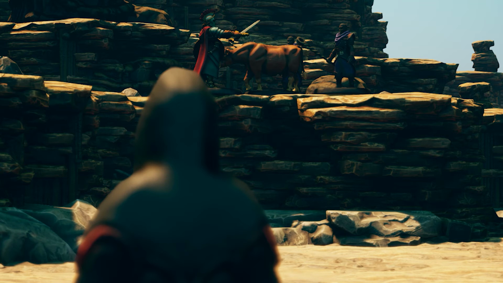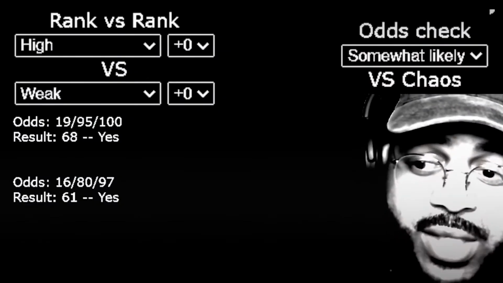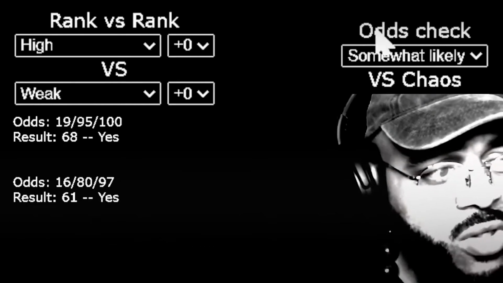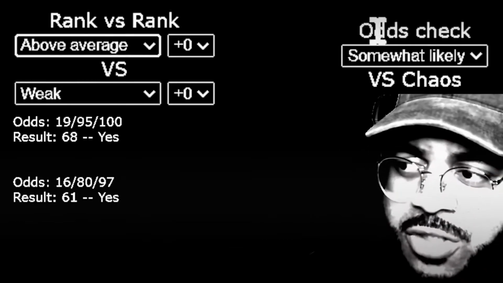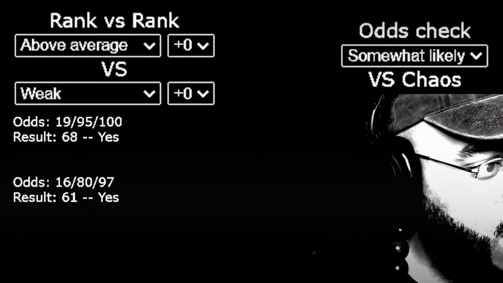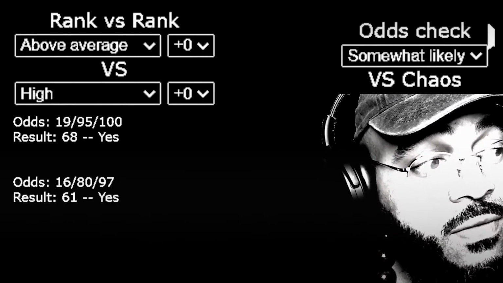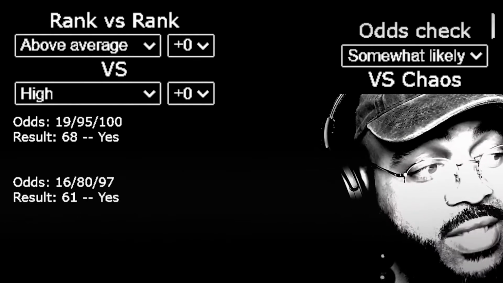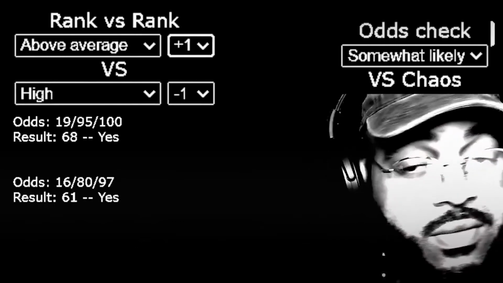So, are things pretty serious? Like, you know, are they going for the kill? I'm gonna say likely. Yes, and putting the two ranks of the two civilians together, I'm gonna say they're probably together. They're probably at an above average, right? I'm gonna say the knight is at a high. I'm gonna give him a penalty of 1 for being tired. I'm gonna give those two civilians a +1 for double teaming him.